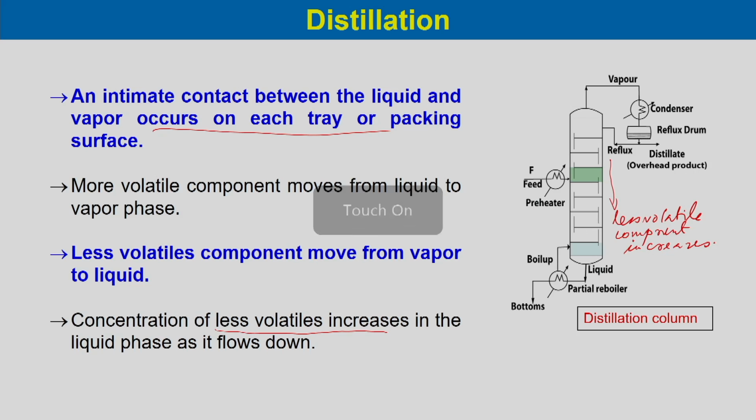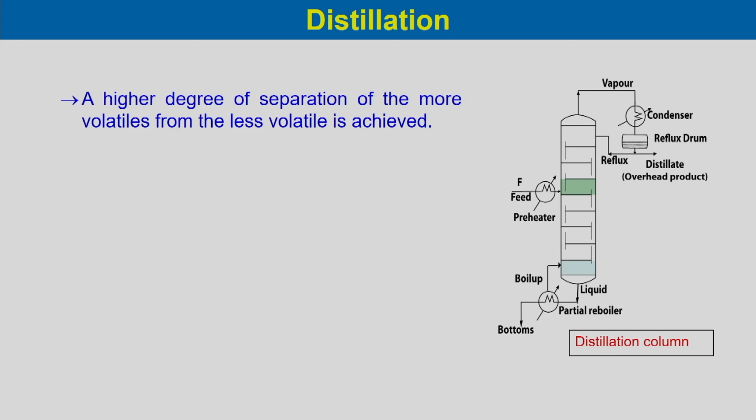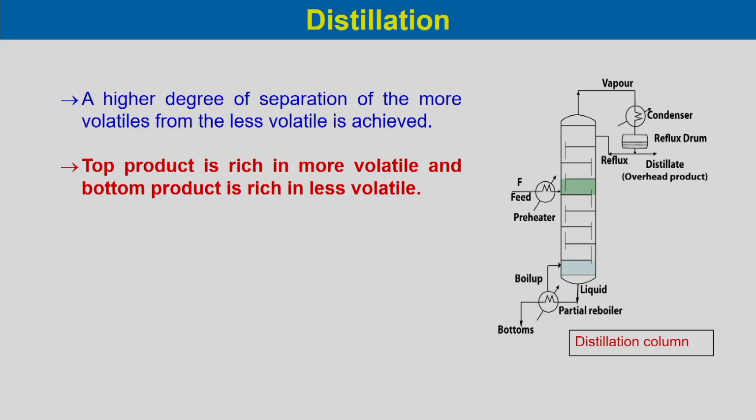And the vapors which go up will increase in the more volatile component. So, a higher degree of separation of the more volatile from the less volatile is achieved in this way. So, the top product, what you will get over here in the distillate, is the more volatile component, and the bottom product will be rich in the less volatile component.